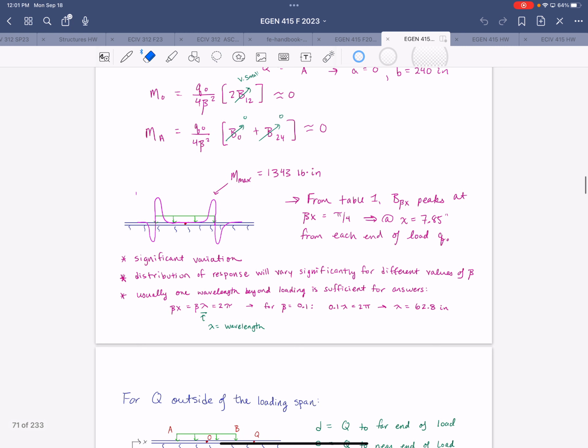So here I had the rough sketch of the maximum moment, or from the left end of the load, not the beam. Of course, it's an infinite beam, right? So from the left end of the load to the right, this is where I started the Excel plot and went beyond. So of course, it's mirrored on the other side as well. And we noted that the maximum moment here is going to be 1343 pound-inches with the values that we plugged in. And that will occur at 7.85 inches from the ends of the load on either side of the beam, or on either side of the end of the load distribution, right, within the beam.